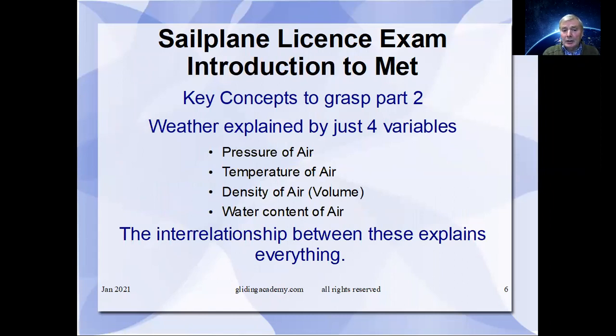Within the atmosphere, we have 4 variables to concern ourselves with, and only 4 variables. And if you can get to grips with these, you will really begin to understand how the weather works. And these are simply pressure of the air, temperature of the air, the density of the air, or if you like, how much space it takes up, and the water content of the air. And if you can get your head round how these 4 interact, then you will begin to understand the weather.